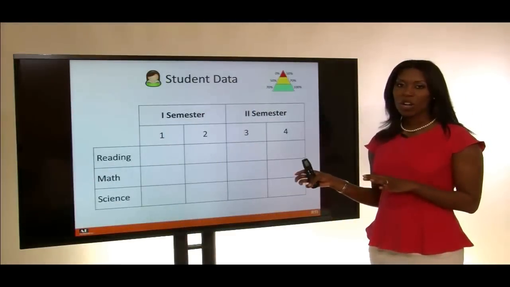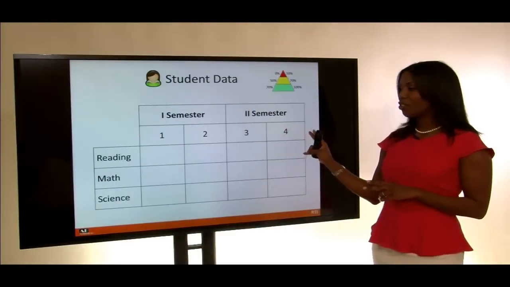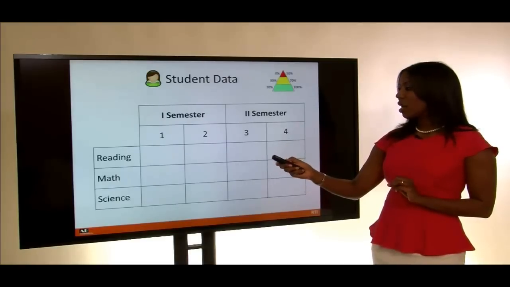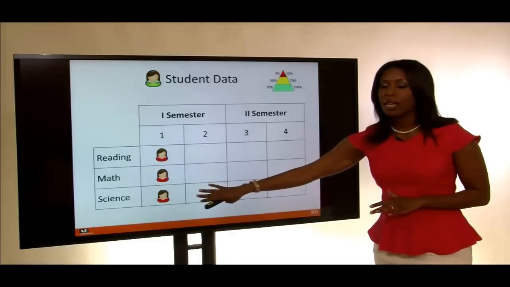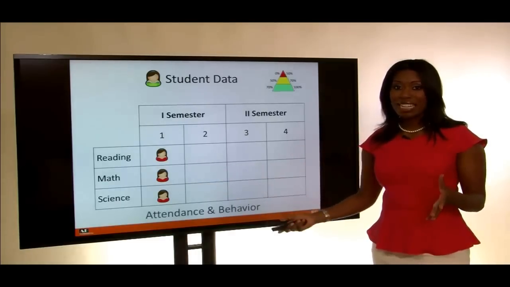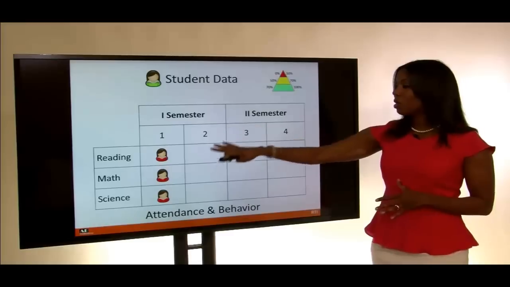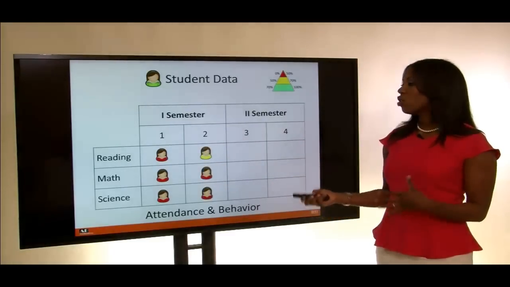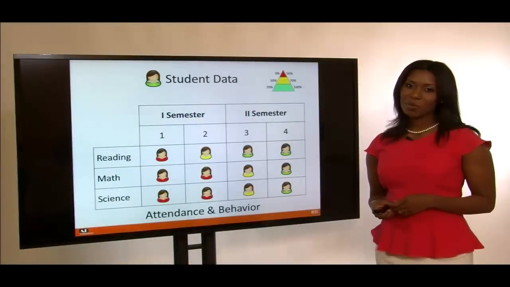Knowing this, let's take a look at what it will look like for a student. Based on this model, we're going to use 4 different checkpoints, 2 in the first semester and 2 in the second semester, and we're going to look at reading, math, and science. This student, after our first checkpoint, is failing all 3 subjects. So we're going to take a look at her attendance and her behavior, and we're going to place her in Tier 3 based on her results. So we're going to provide the interventions, and then we're going to monitor how she progresses the rest of the school year. Let's see what a classroom looks like.